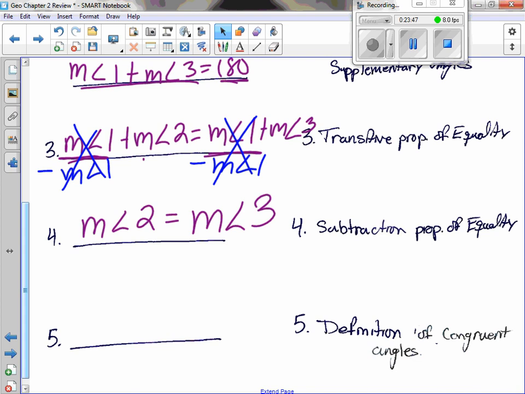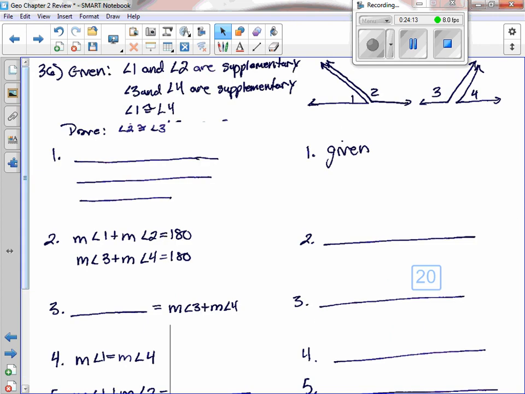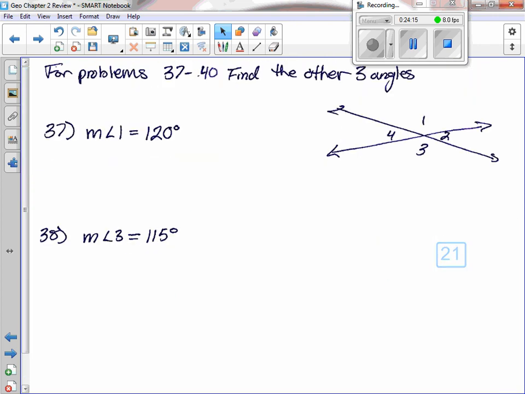Step 5, definition of congruent angles. Well, two angles are the same measure. It means what? That they are congruent. So angle 2 is congruent to angle 3. Is that what we wanted to prove? Yes, right? And that's it. That's all we have to do for this one here. Question on these here? We'll come back to those in a little bit.